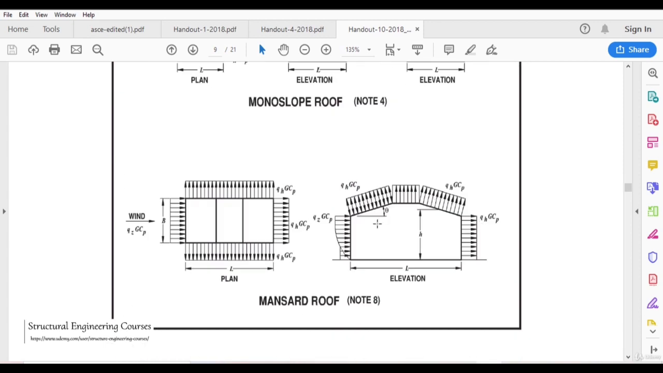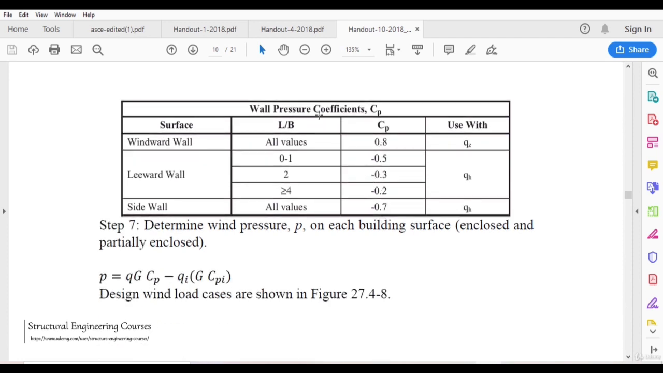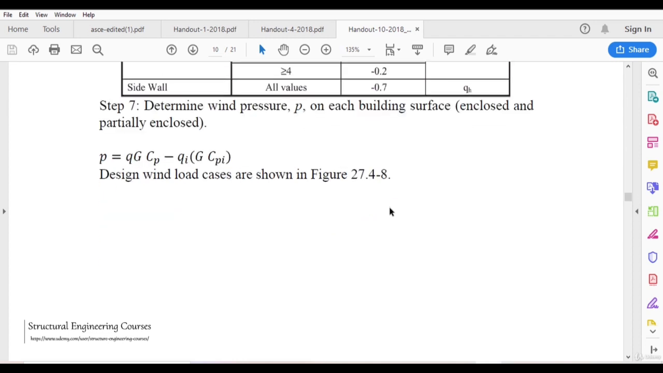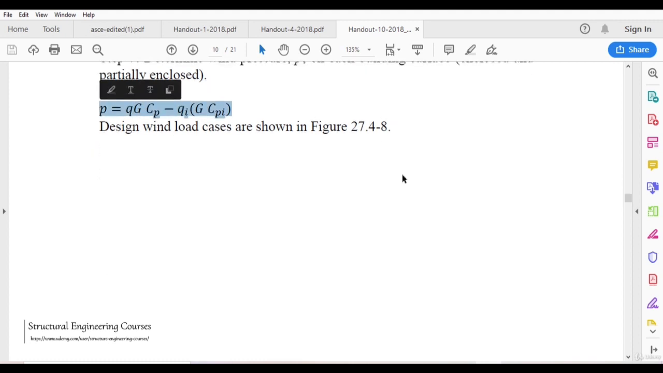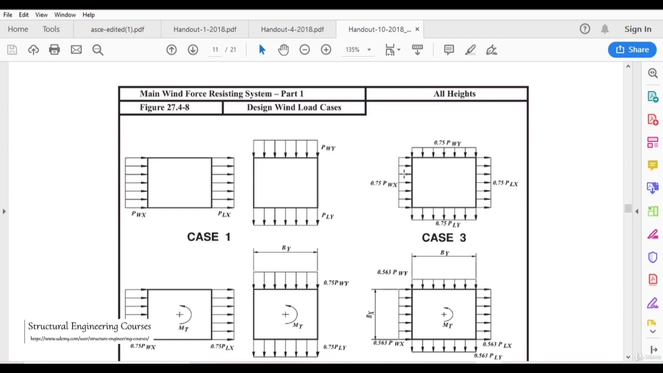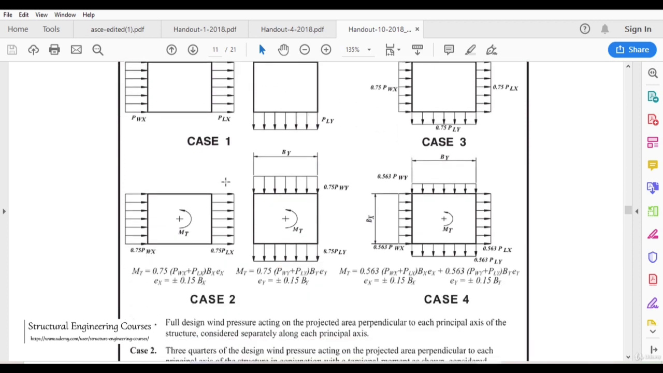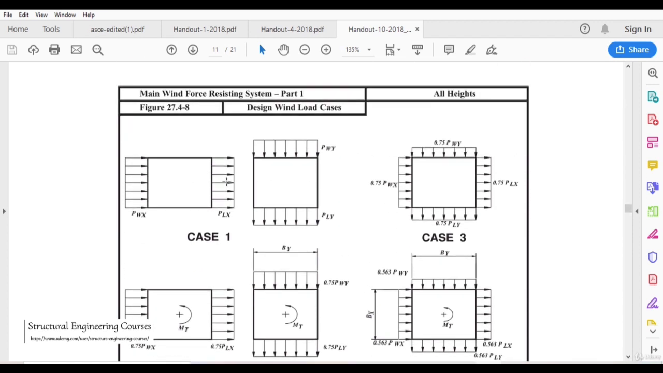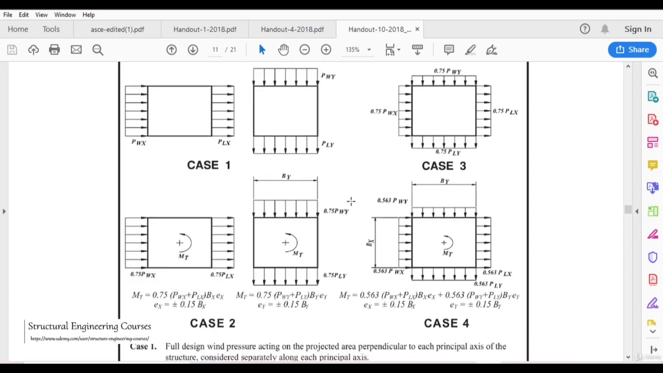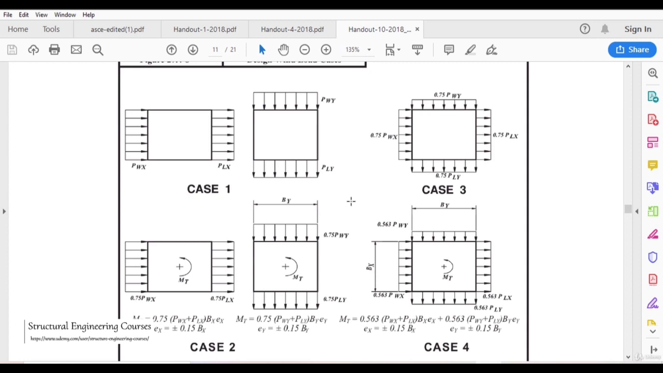And wall pressure coefficients are given, that is, for L by B having particular values, Cp is given. So wind pressure can be determined for each building surface by this formula here. These are the various cases that have been given here. If we consider the plan view, we can see case number 1. Please focus on this part here, because this is the most important part.